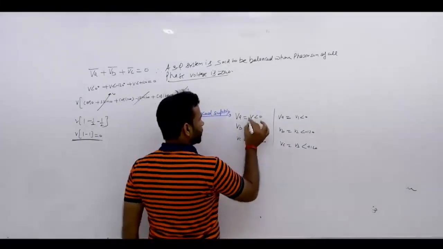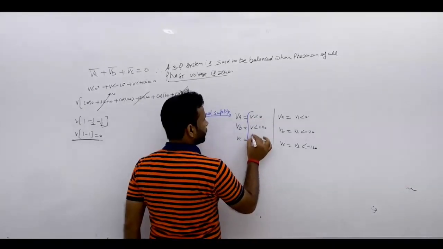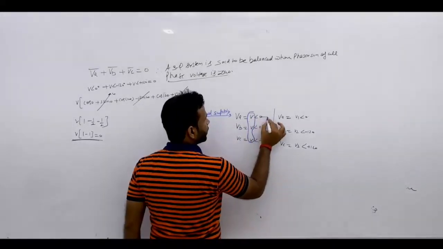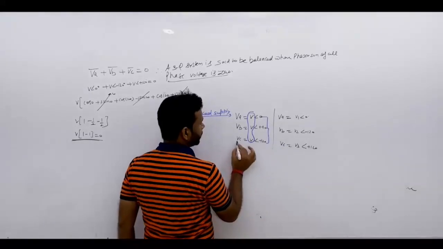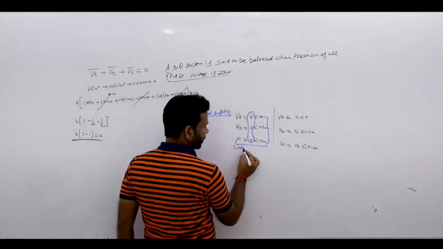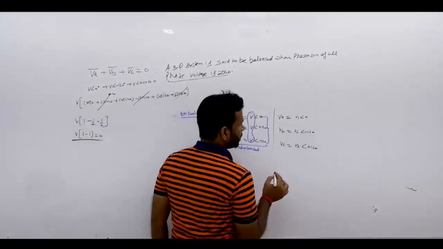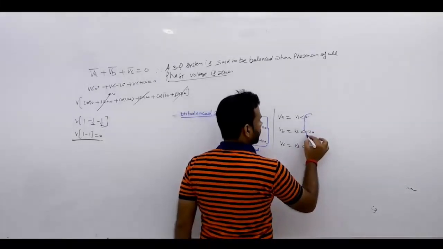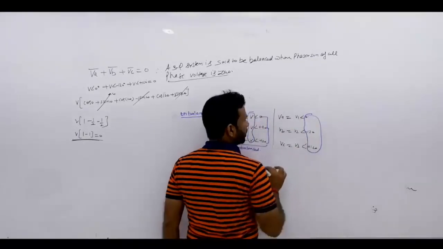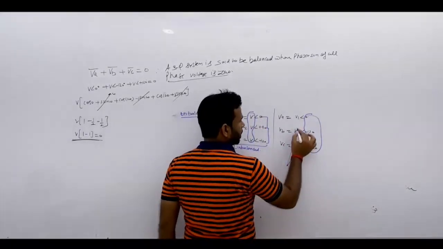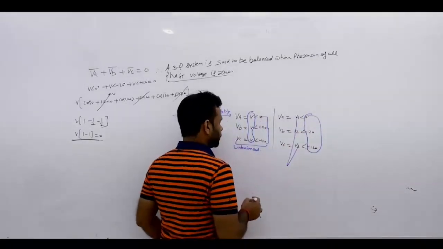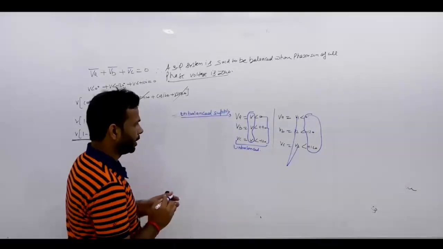Here magnitude are same, but angle are different. So it is unbalanced supply. Okay, now in that case your angle are 120, but see the supply magnitude are different. So a supply is said to be unbalanced.